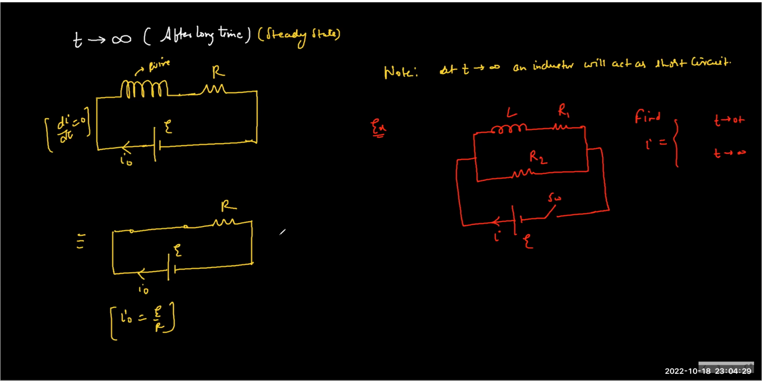So E by R2 for t tends to 0. Yes, right. So for t tends to 0, it is E by R. And for t tends to infinity, E by R equivalent. Very good. So dealing with the extreme cases is very easy. We just need to know the behavior of the inductor.